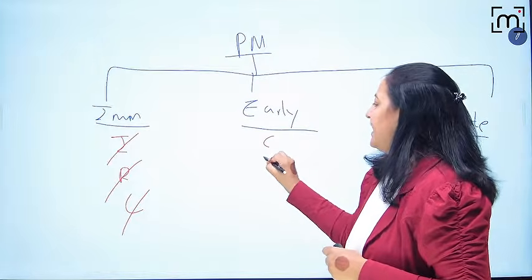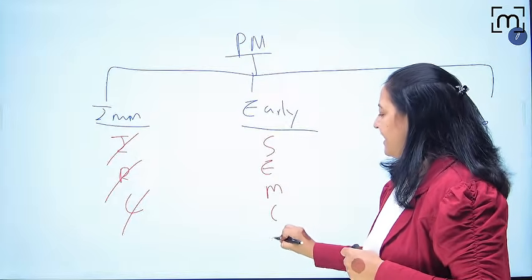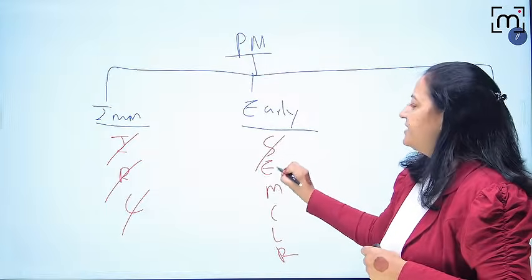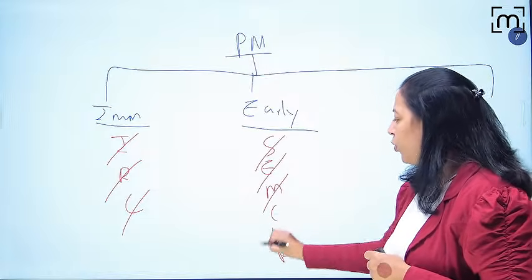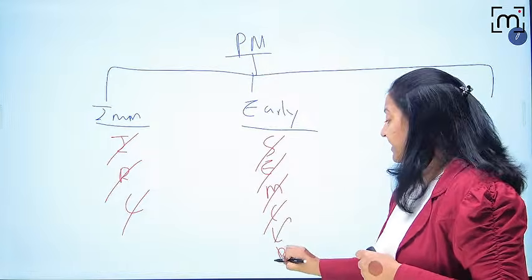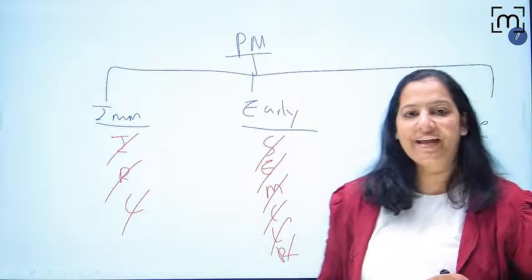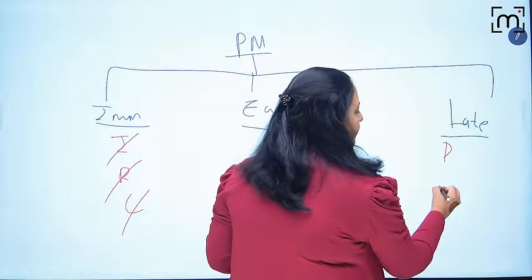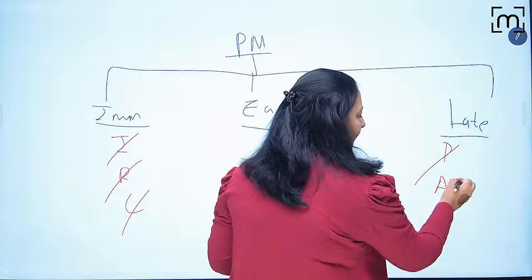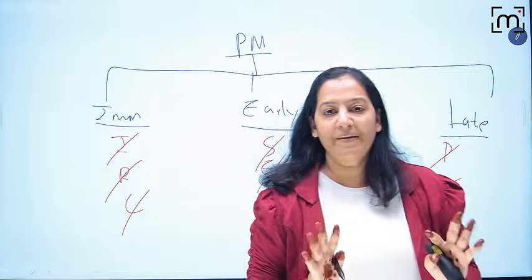Early changes: CMLR, clear. Changes in skin, changes in eye, changes in muscle, cooling of body, lividity and rigor mortis. And finally, the late changes are PAM: putrefaction, adipocere formation, mummification. I hope it's crystal clear.